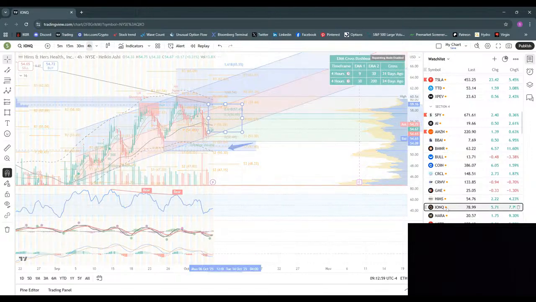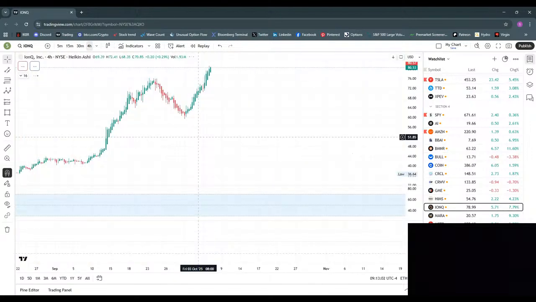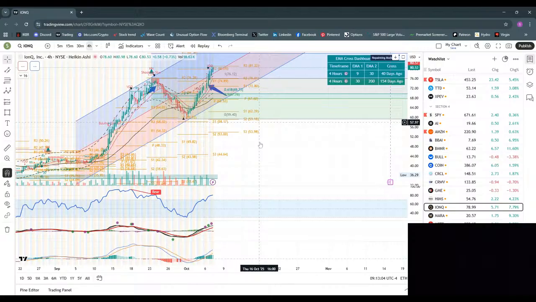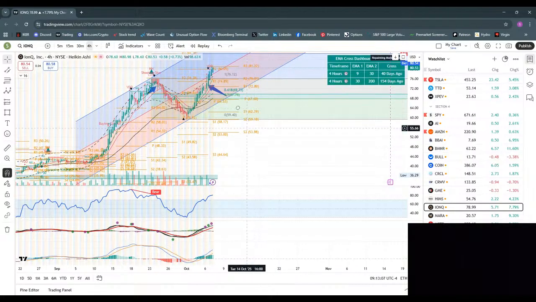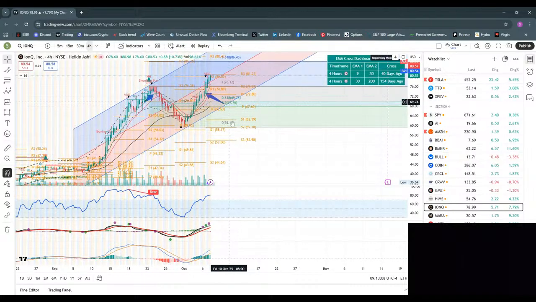Moving forward to IONQ, highly overvalued nonsense stock. Okay, a lot of people will be holding on this one for a long time. Long time means for years.